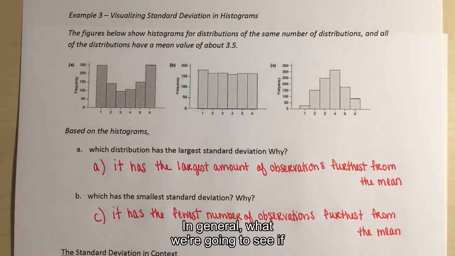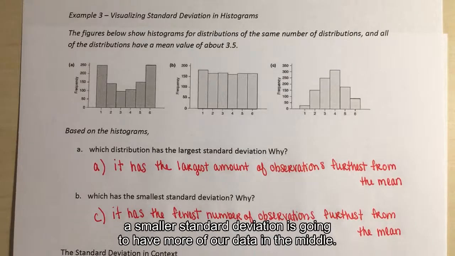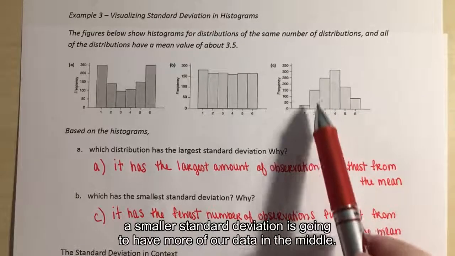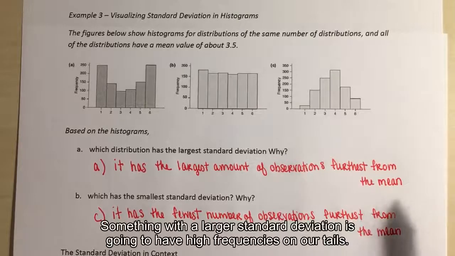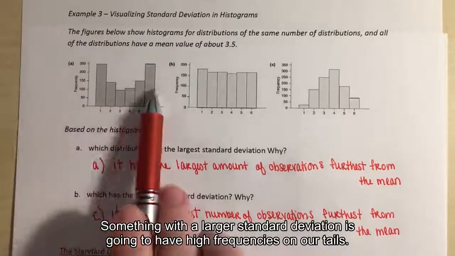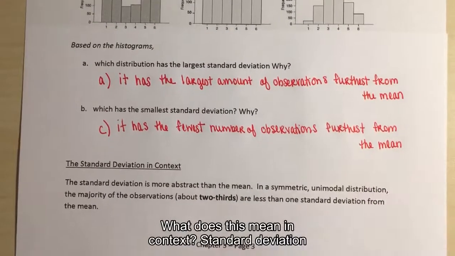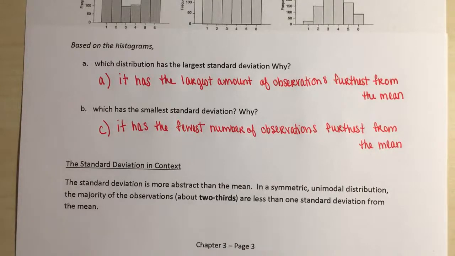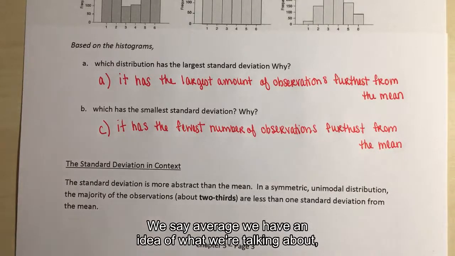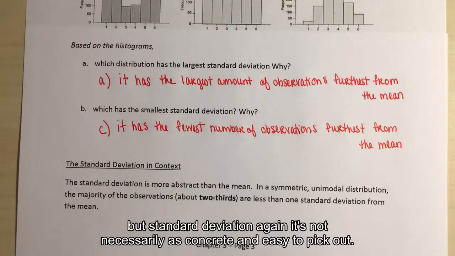So in general, what we're going to see if we're thinking about standard deviation, something with a smaller standard deviation is going to have more of our data in the middle. Something with a larger standard deviation is going to have high frequencies on our tails. Right, so what does this mean in context? Right, our standard deviation is a little bit more abstract than the mean. We say average, we have an idea of what we're talking about. But standard deviation, again, it's not necessarily as concrete and easy to pick out.